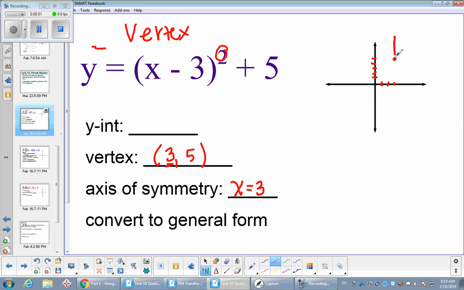And we know the axis of symmetry is at x equals 3. So that's the start of our parabola. To find the y-intercept, we need to convert it to general form. To do so, we're going to start by expanding x minus 3 squared.